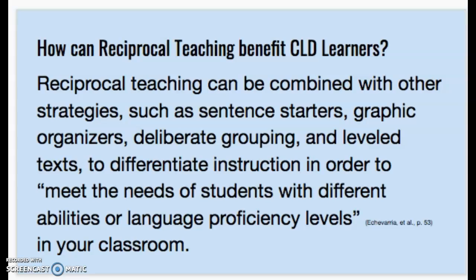Reciprocal teaching can be combined with other strategies, for instance, graphic organizers, sentence stems, etc., to differentiate instruction and meet the needs of your learners. Differentiation is mentioned in the Echevarria et al. text on page 53.